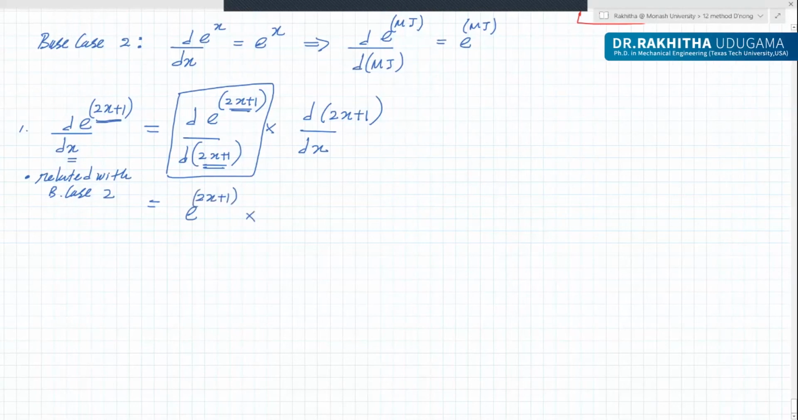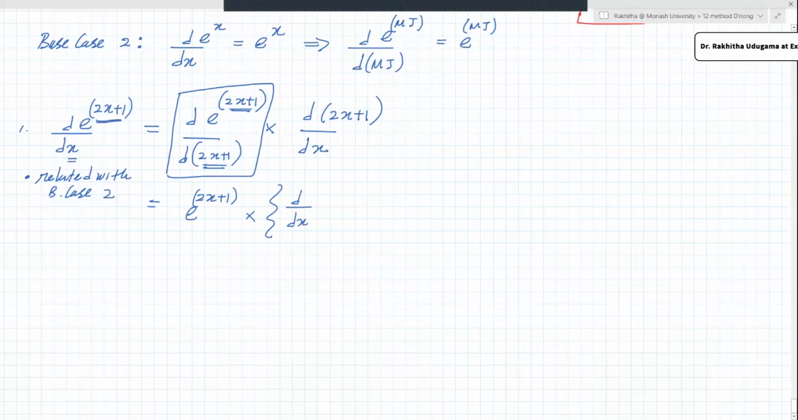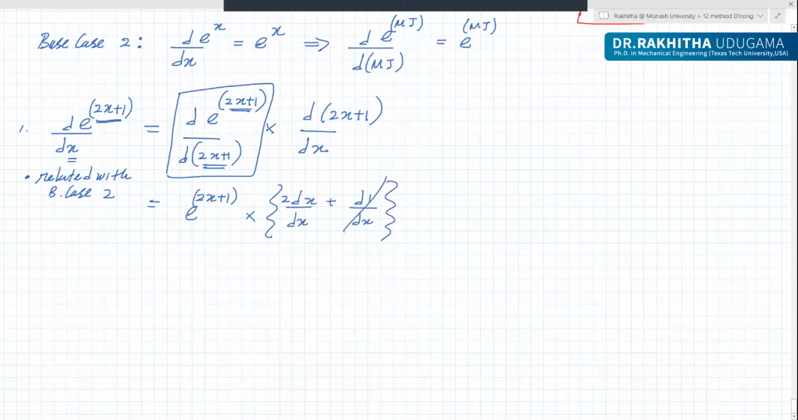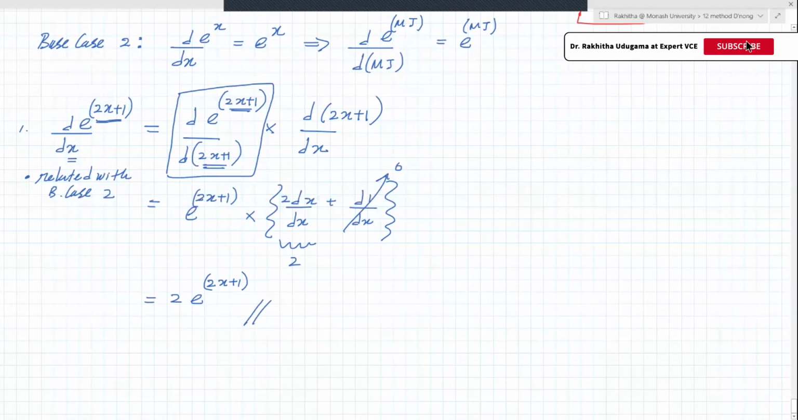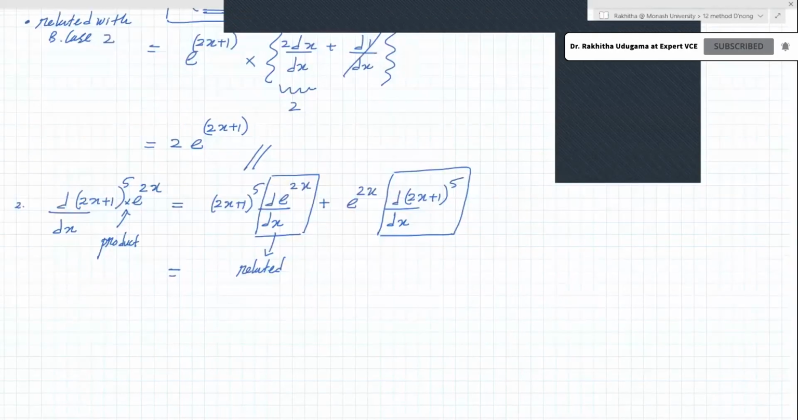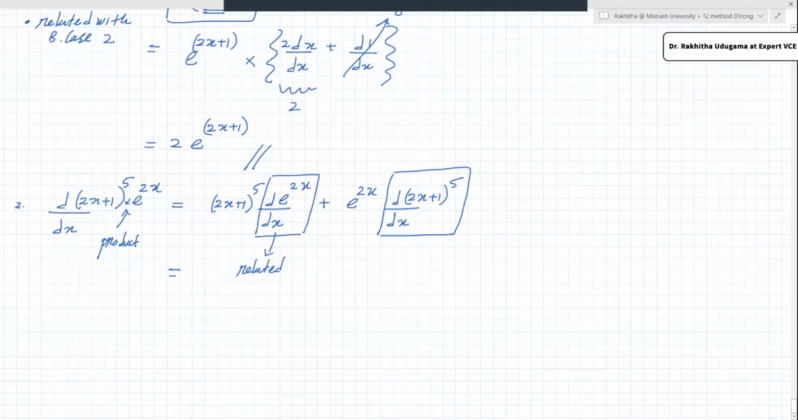Times here, this is easy, right? This is nothing but d/dx of 2x plus d/dx of 1, right? So this is going to be 0. This is going to be 2 here. So the answer would be 2 times e^(2x plus 1). Okay, so that's the answer. Let me know if you have any question. So this is the full description.